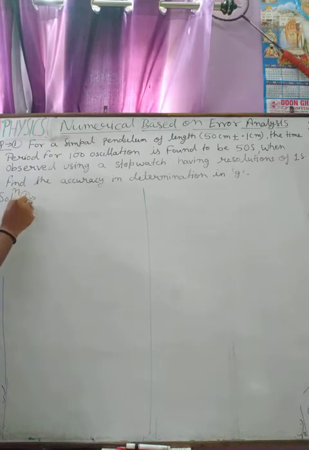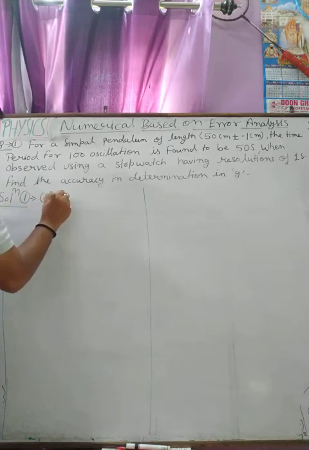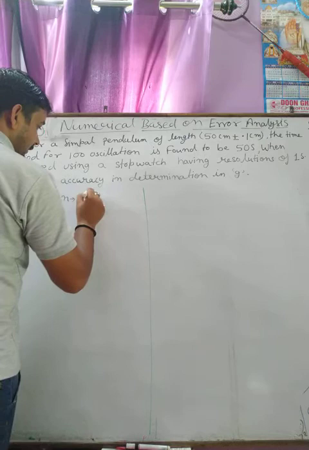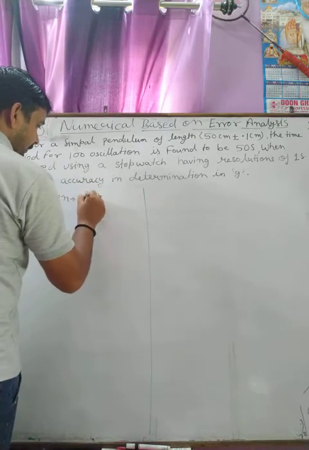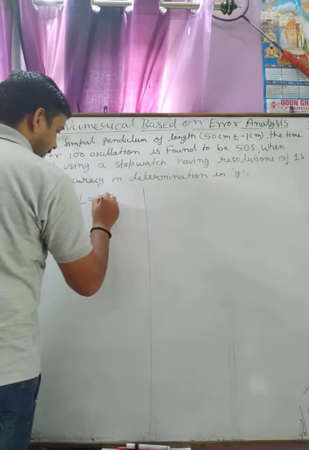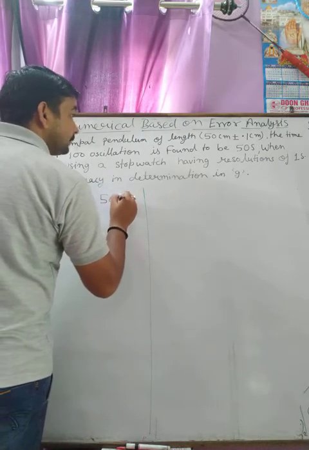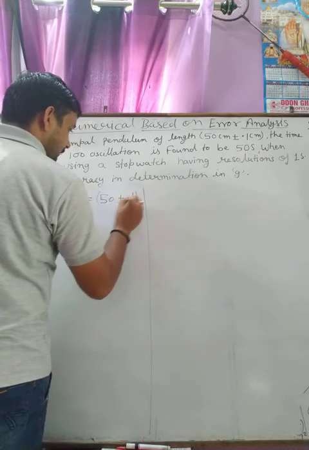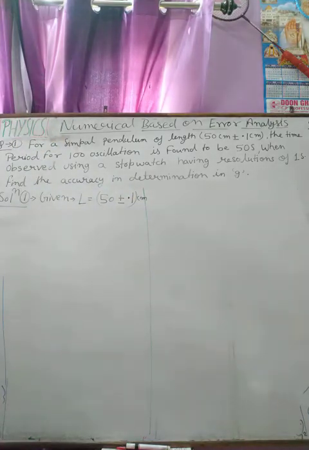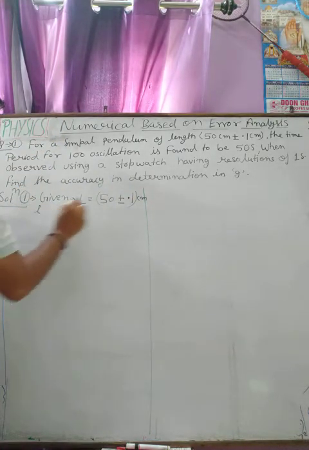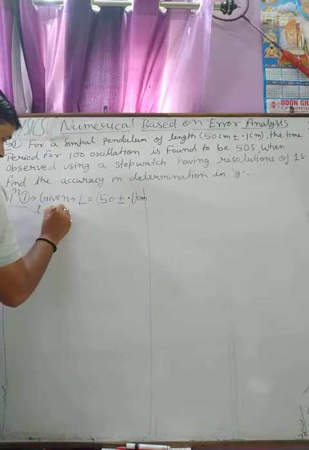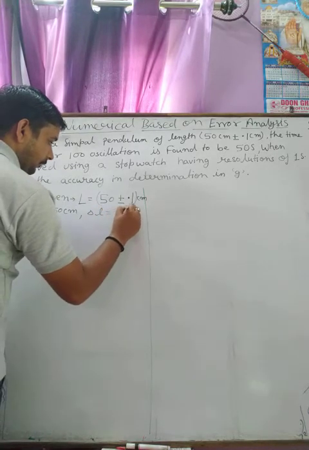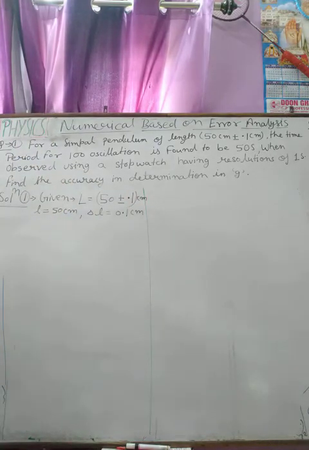Solution number 1, we have given that length of string of pendulum, that is 50 plus minus 0.1 सेंटीमीटर, ये हम लिख सकते हैं स्टूडेंट. सो फ्रॉम हियर we have L is equal to 50 सेंटीमीटर and del L is equal to 0.1 सेंटीमीटर. ये तो हमारे पास लेंथ के लिए है स्टूडेंट.